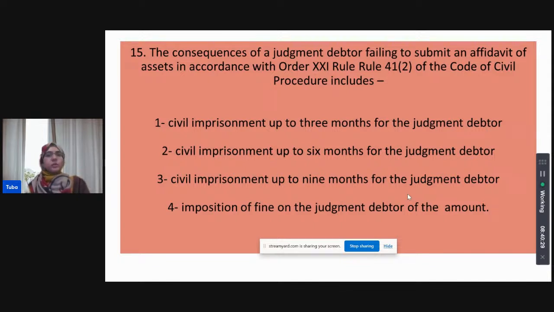So, if the judgment debtor fails to submit an affidavit of his assets in accordance with Order 21, Rule 41, what is the penalty he will incur? I will start the timer now.